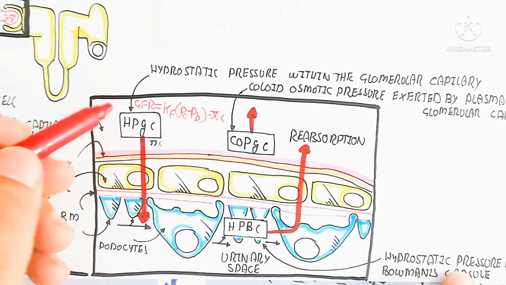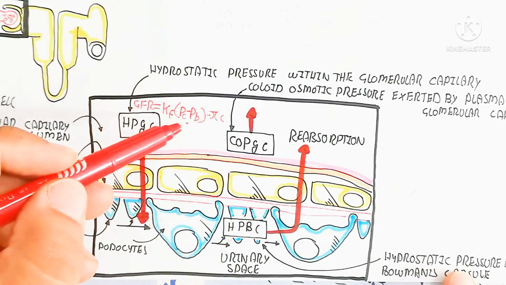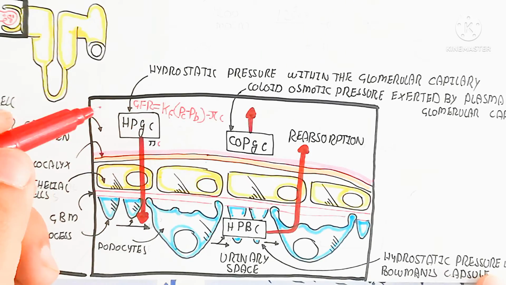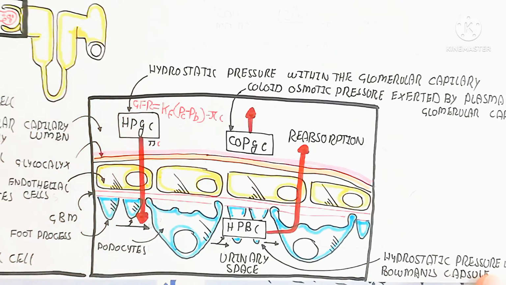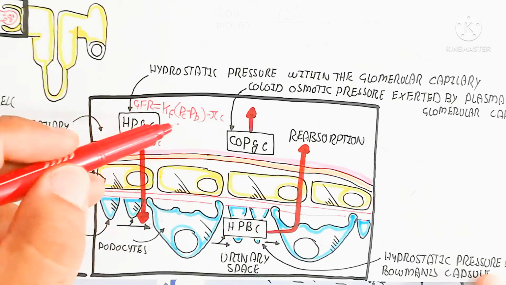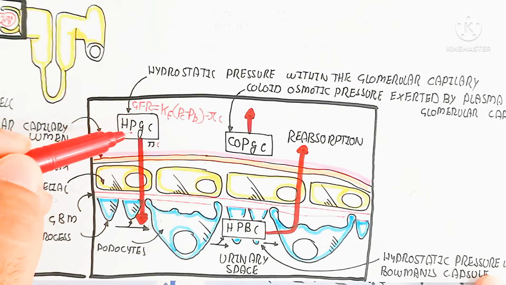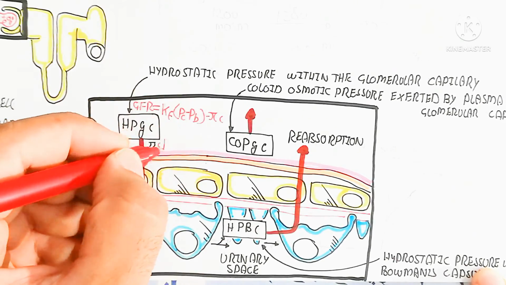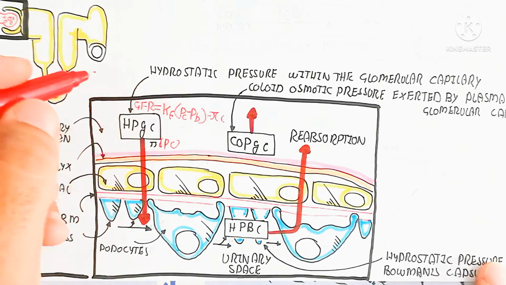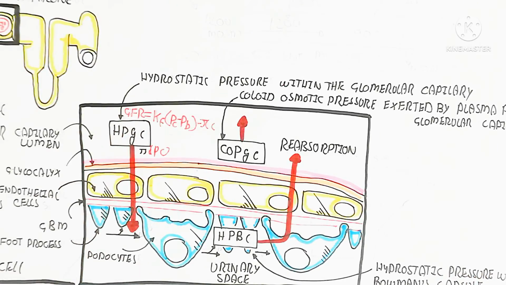This equation shows that the glomerular filtration rate is equal to the coefficient Kf into PC minus PB, into the bracket of pi E minus pi C. Pi C is the colloid osmotic pressure within the glomerular capillary.